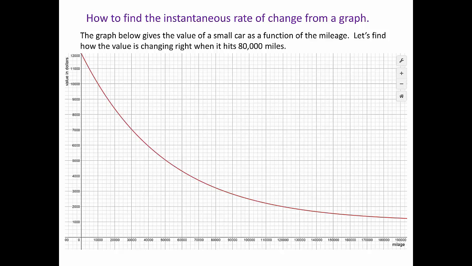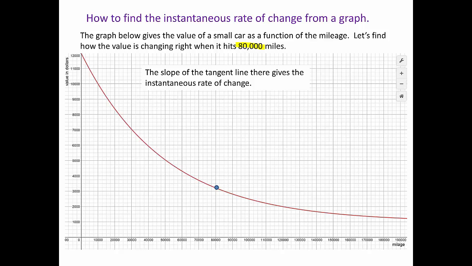So, a video on how to take an actual graph and find the instantaneous rate of change. The graph below shows the value of a car as a function of the mileage, and we care about finding how the value is changing at 80,000 miles. Now, we've already talked about previously that the slope of the tangent line there gives the instantaneous rate of change.